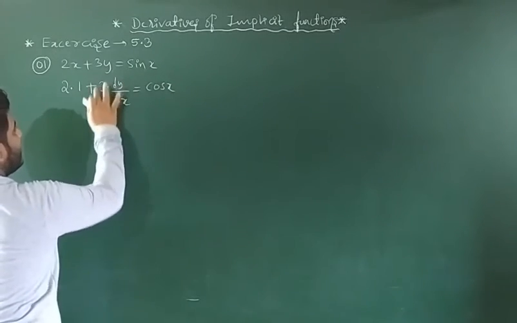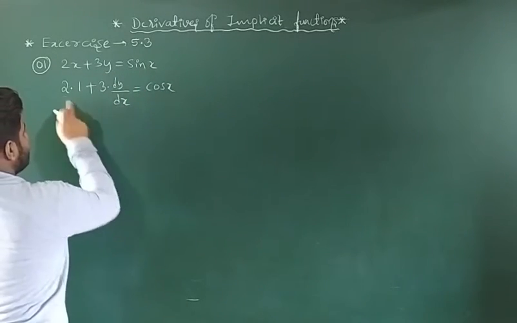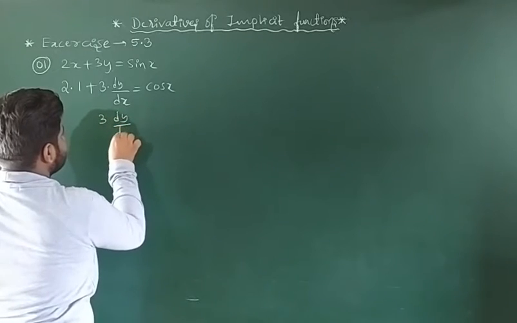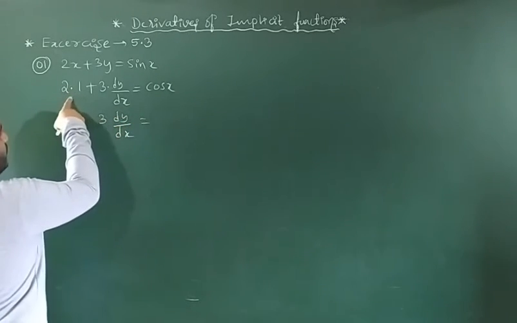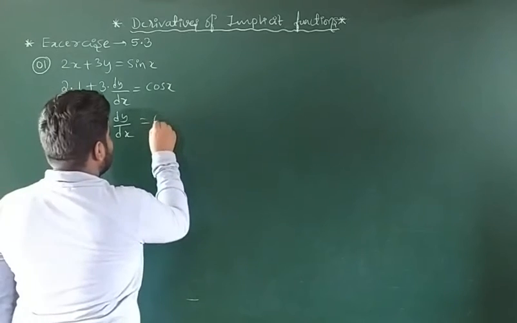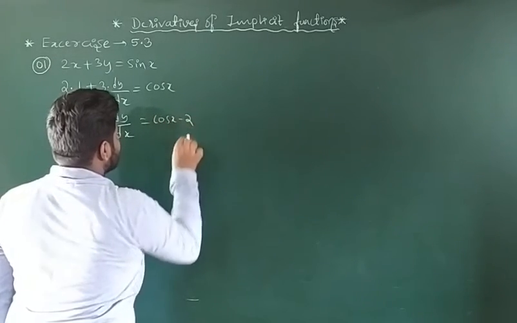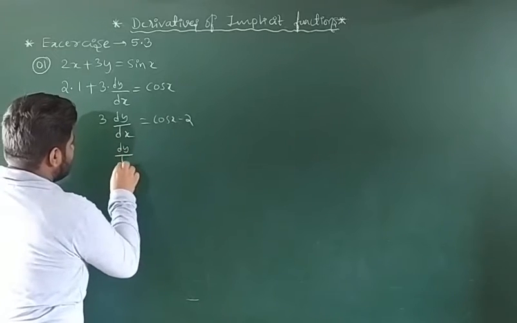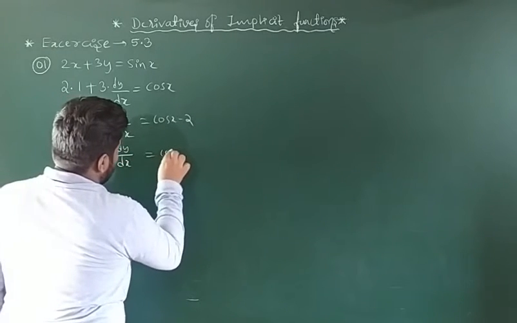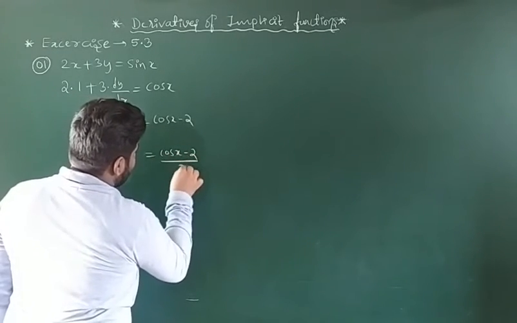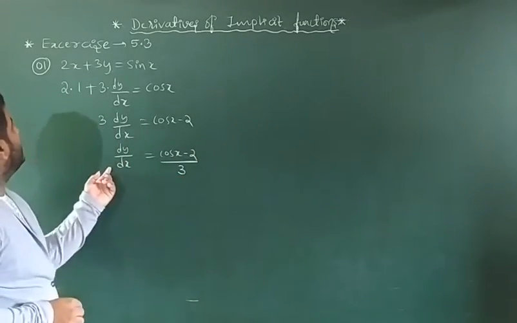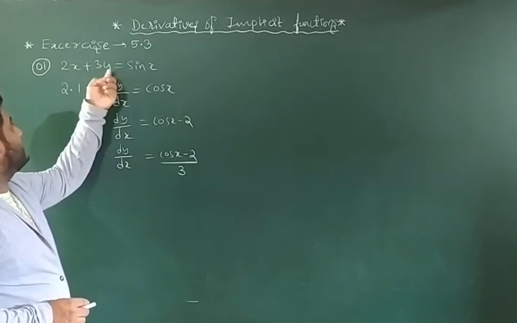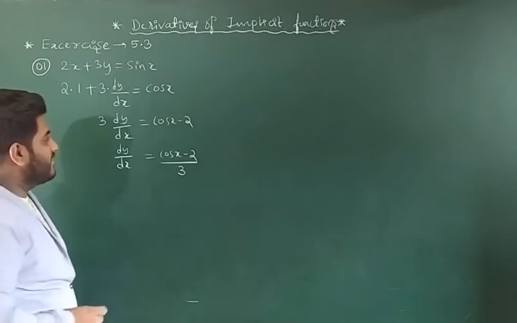So we want dy by dx here. Keep this term as it is, and take this 2 to this side. So 3 dy by dx equals cos x, and the 2 becomes minus when you take it to this side: cos x minus 2. Take the 3 to this side. So dy by dx equals cos x minus 2, whole divided by 3. So this is the derivative for the first question, where y is the independent and x the dependent variable.